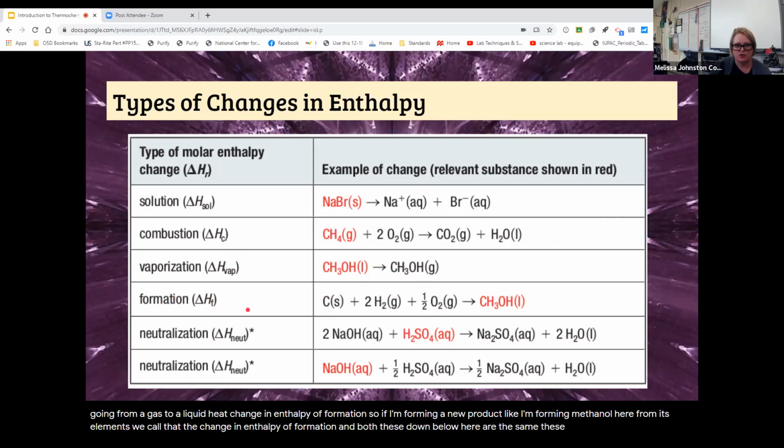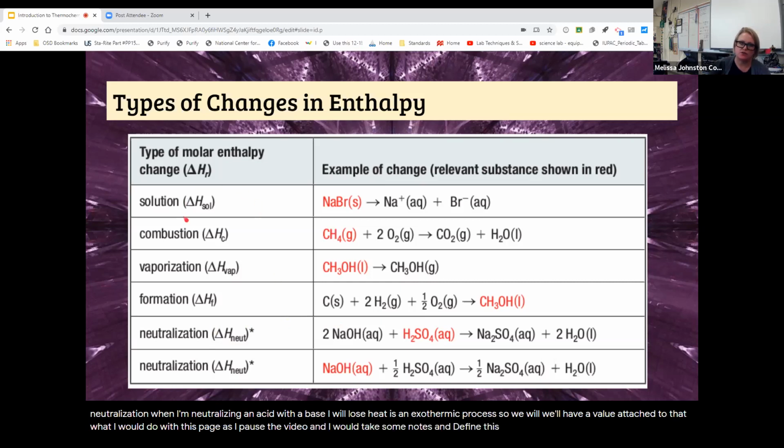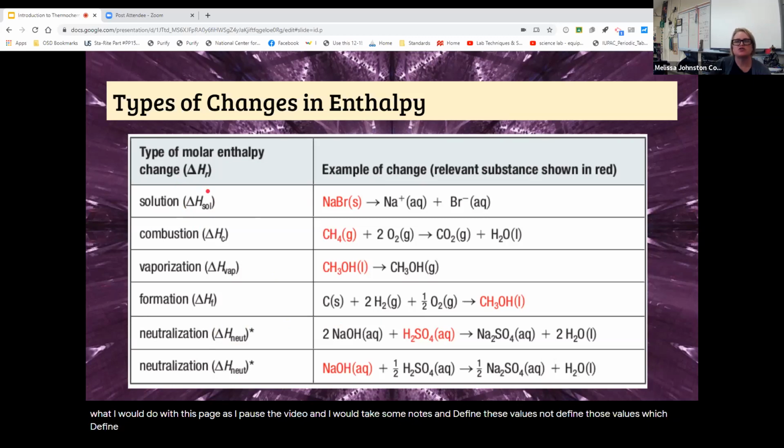And both these down below here are the same. These are changes in enthalpy of neutralization. When I'm neutralizing an acid with a base, I will lose heat. It's an exothermic process, so we will have a value attached to that. What I would do with this page is I'd pause the video and I would take some notes and define what the symbol stands for. And that will help you later on when you're doing some calculations.